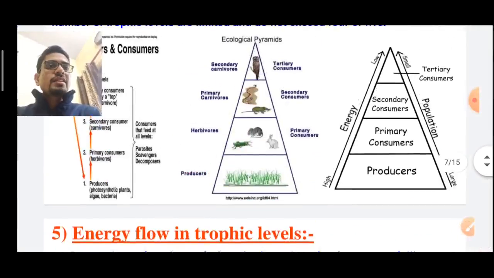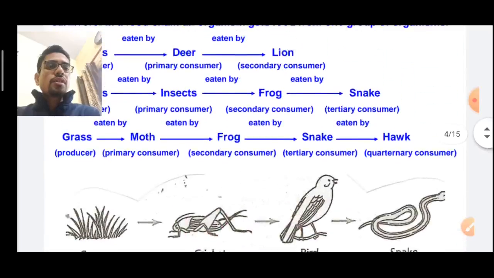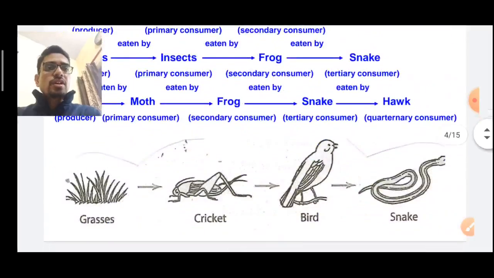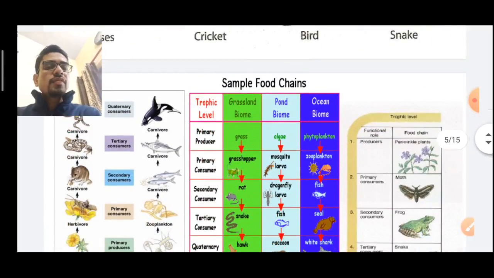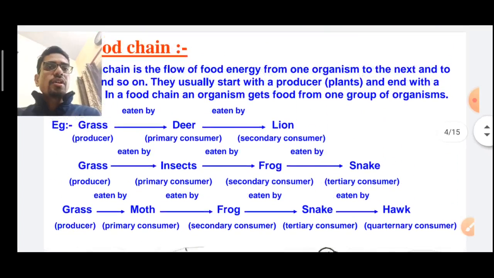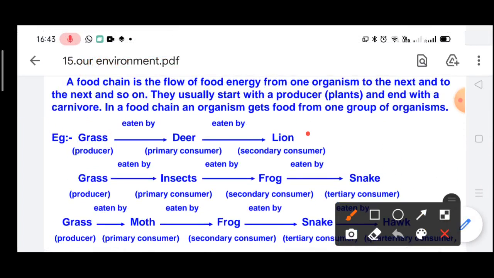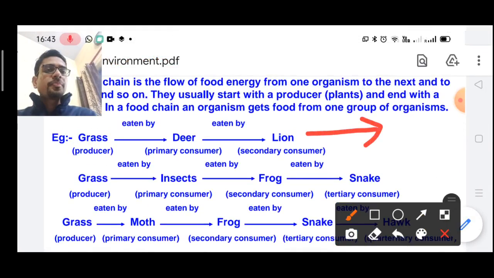Okay, so let's see various examples of food chains in various ecosystems. So you studied various ecosystems: forest, grassland, pond. So grass, deer, lion, this is the simplest food chain in a forest. So if the question is to write a food chain with 3 trophic levels, or write the food chain in a forest, you will write: grass is eaten by deer, deer is eaten by lion.